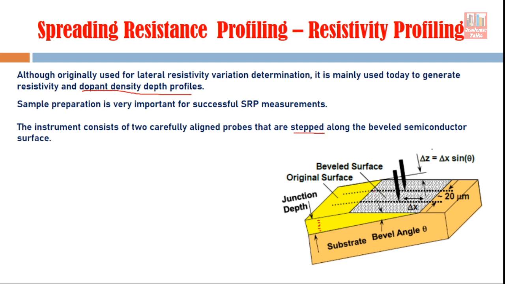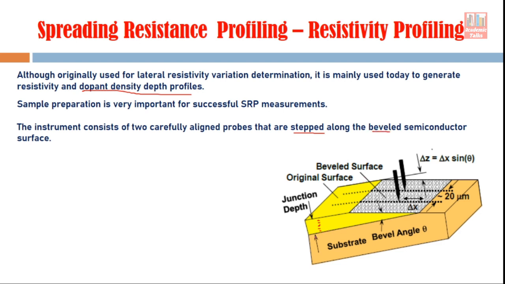These 2 probes move from one location to another location, and this movement is horizontal movement. So you see here the beauty of this setup is that we want this profiling vertically, but actually the two probe setup is moving horizontally. It's because this system or setup is designed in such a way. And we use a beveled surface, so a sloped surface.